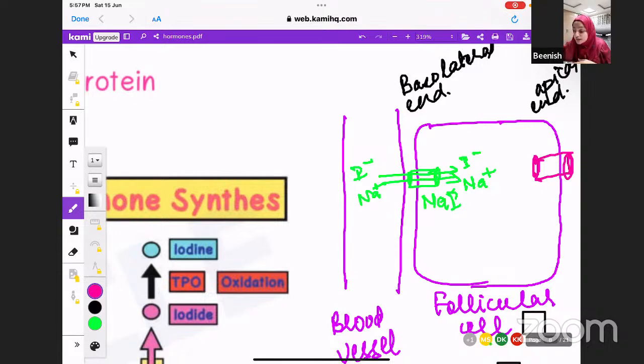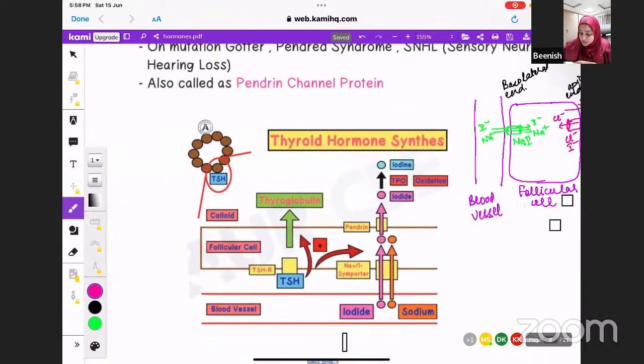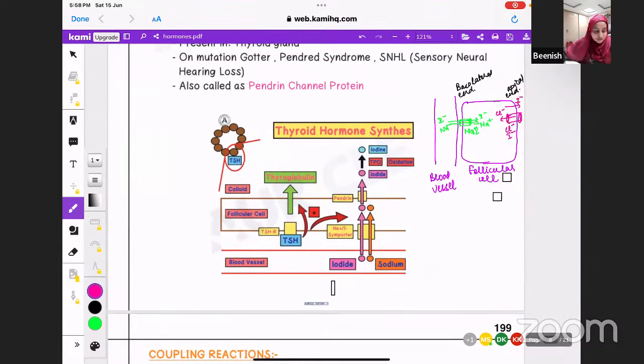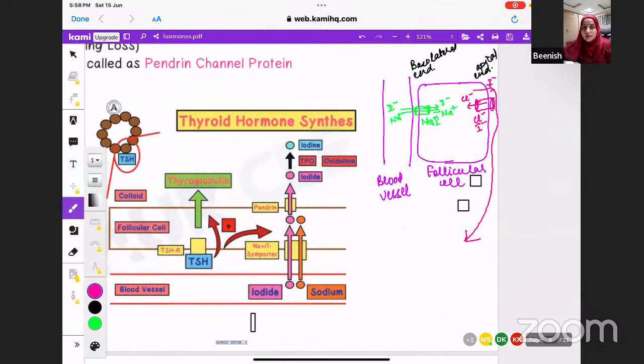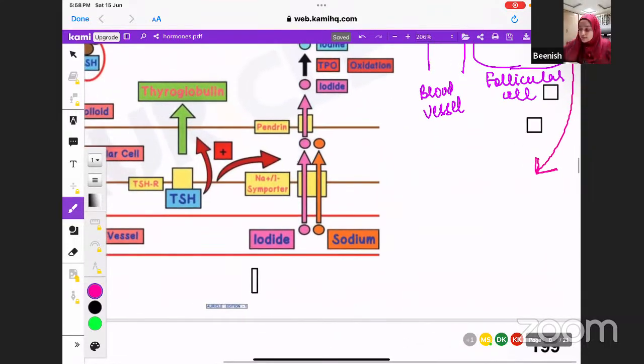So on the apical end of the follicular cell, you have a chloride iodide antiporter. So your iodide is going to move out of the follicular cells, and to balance that iodide moving out, what is happening? Your chloride is moving in. So chloride is moving in and your iodide is moving out of the follicular cells. Now what is happening? It is going to be acted upon by an enzyme known as thyroid peroxidase. So this iodide, I don't have space here. If you can see this arrow, you can see your iodide is moving out of the follicular cell. I have drawn this arrow, so I'm going to carry the reactions here now.